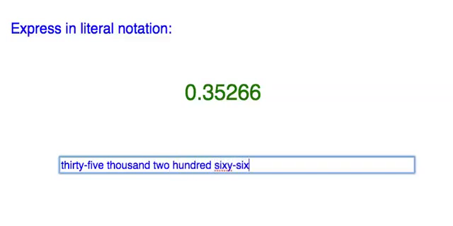35,266. Then the last decimal place, which is 100,000ths. Tenths, hundredths, thousandths, 10,000ths, 100,000ths.